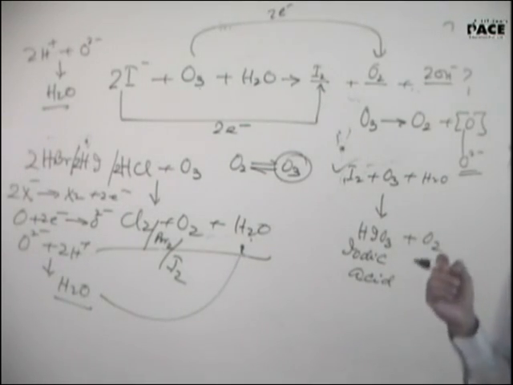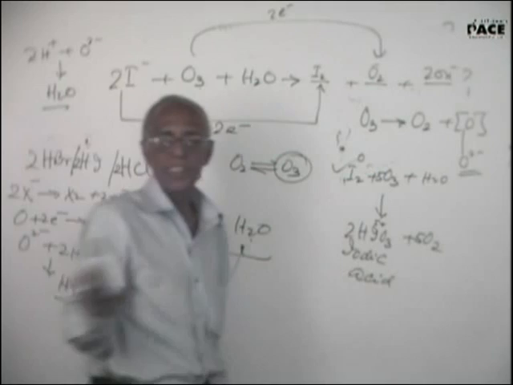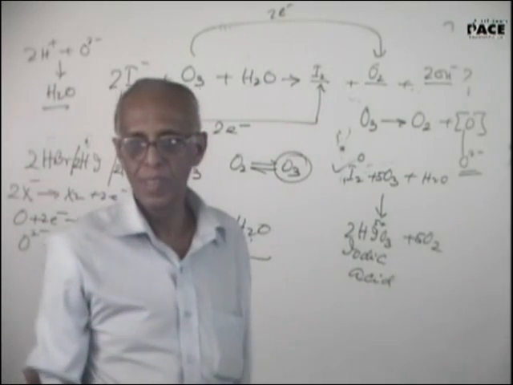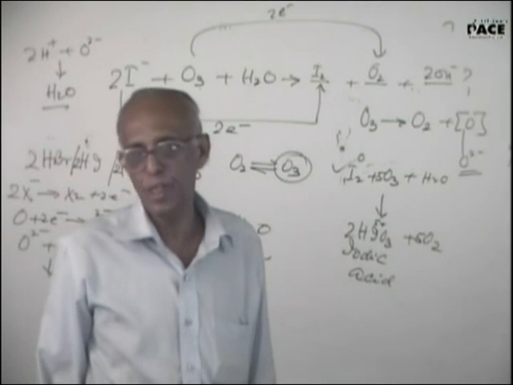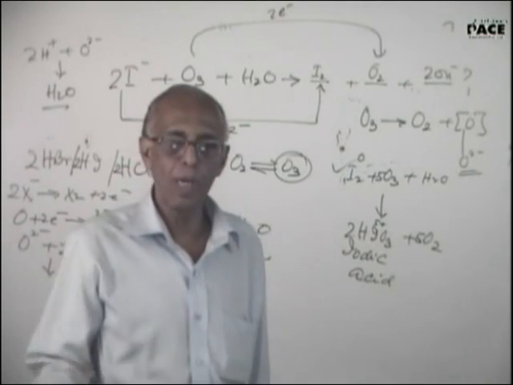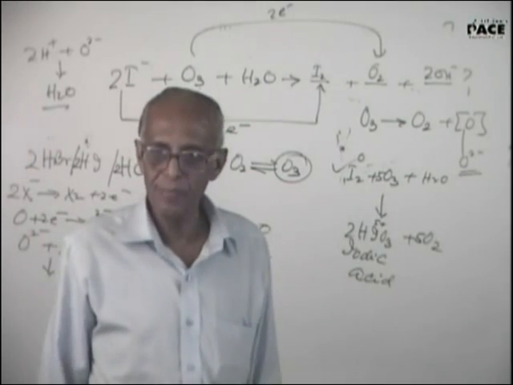I2 plus 5O3 plus H2O gives 2HIO3 plus 5O2. Yes, so it's a 10 electron change, 2 electron change per mole of ozone. So 5 moles of ozone will give me 5 moles of oxygen.